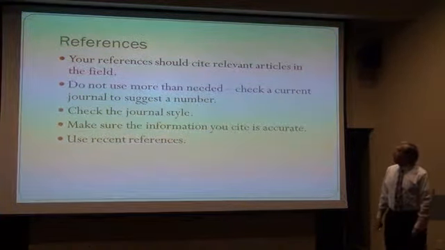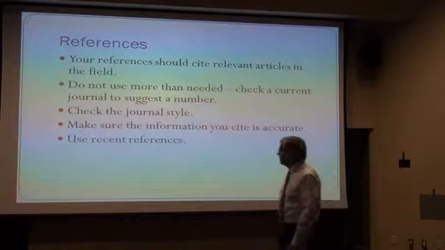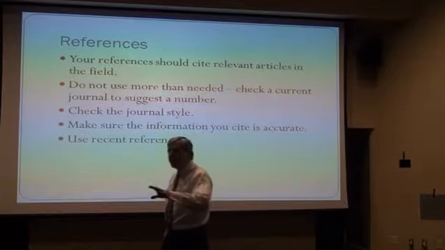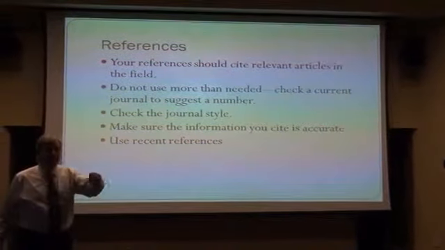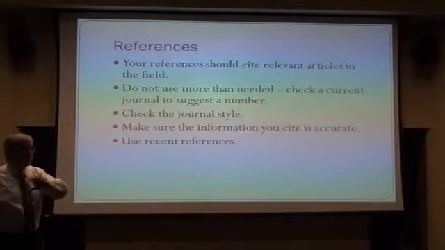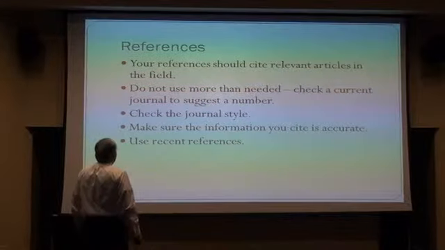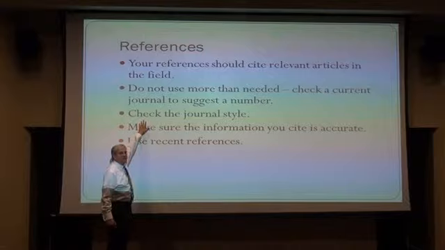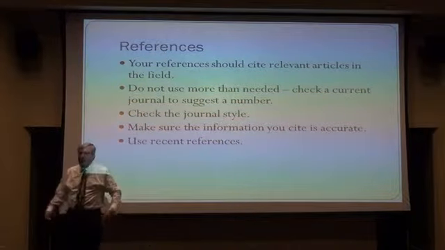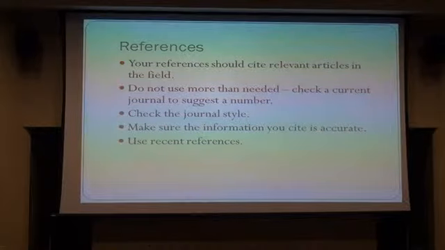The last thing are the references, and you should cite relevant references in your field. Make sure you check with the journal because some journals will say no more than 60 references, but you can get an idea from other papers how many references are more or less acceptable for that particular journal. One thing to make sure you always do is check the journal style for listing references, because that's an easy thing for reviewers to check, and they all do it and they'll make you go back and fix it if you're wrong. Make sure the information you cite is correct.